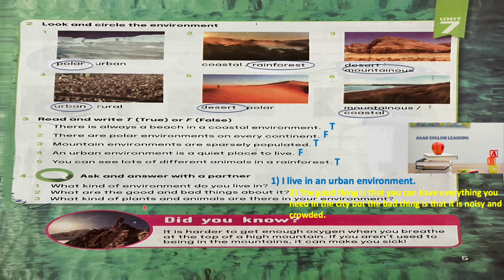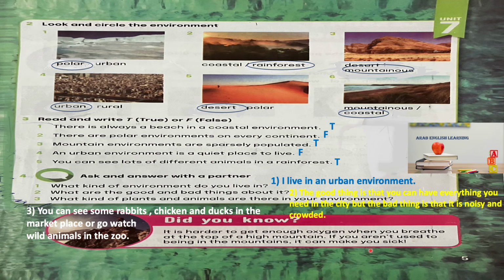3. What kind of plants and animals are there in your environment? You can see some rabbits, chicken, and ducks in the marketplace, or go watch wild animals in the zoo. Did you know it is harder to get enough oxygen when you breathe at the top of a high mountain? If you aren't used to being in the mountains, it can make you sick.